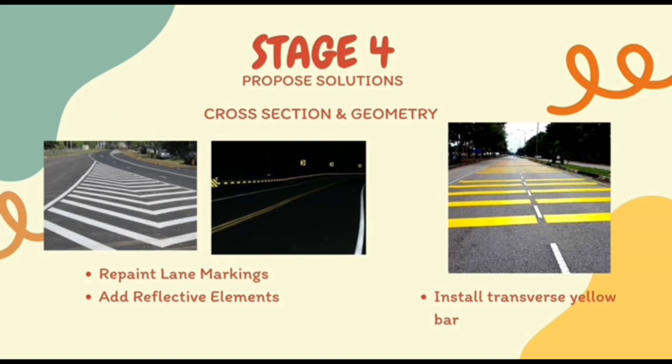After identifying the issues, we move to stage 4, where we propose practical solutions to address the safety concerns at the roundabout. To address the absence of driver's yellow bars, we recommend installing them across all approaches to the roundabout. This bar provides a tactile and visual warning to drivers, encouraging them to reduce their speed.